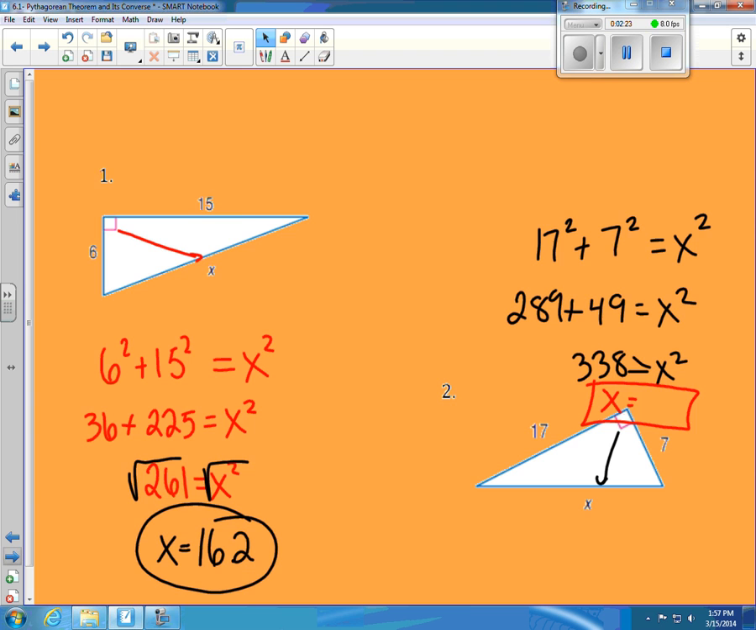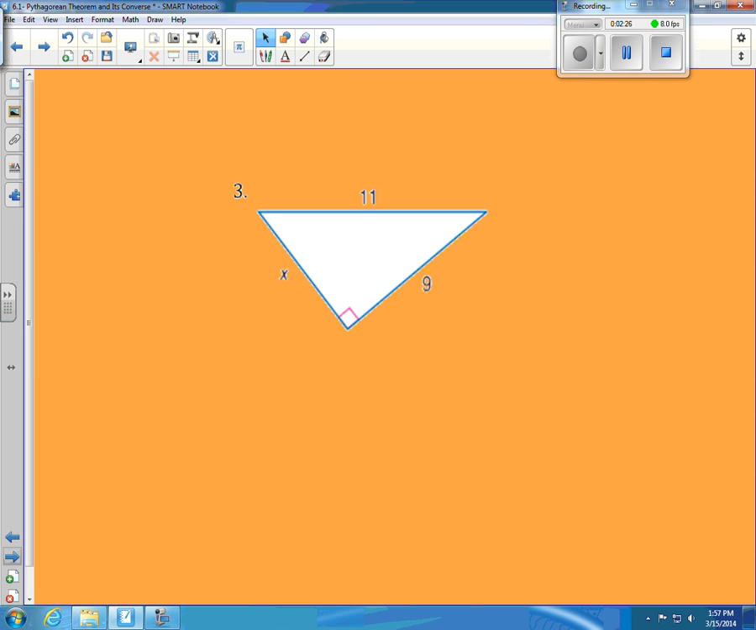And then we have 3. Problem 3, we see our 90-degree angle is here. And across from it is our 11. So that makes our 11 our c term. Again, it doesn't matter which order we put our x and our 9. Okay, so I've got it set up for you. You guys can go ahead and finish that for this problem.